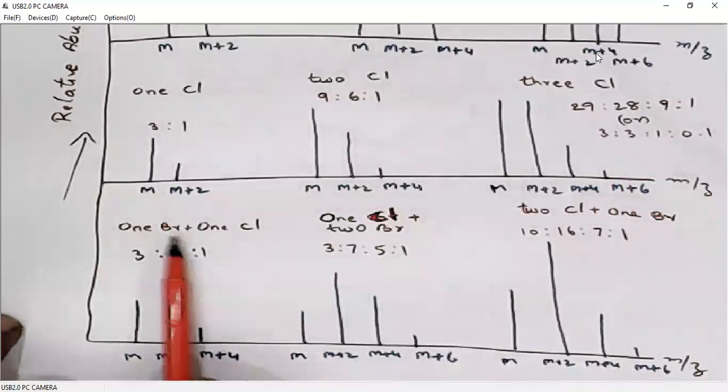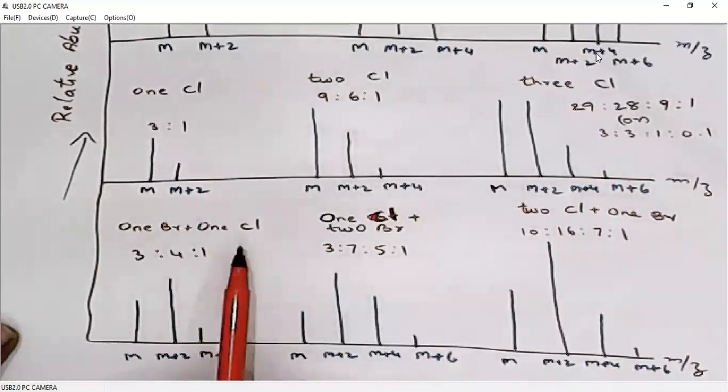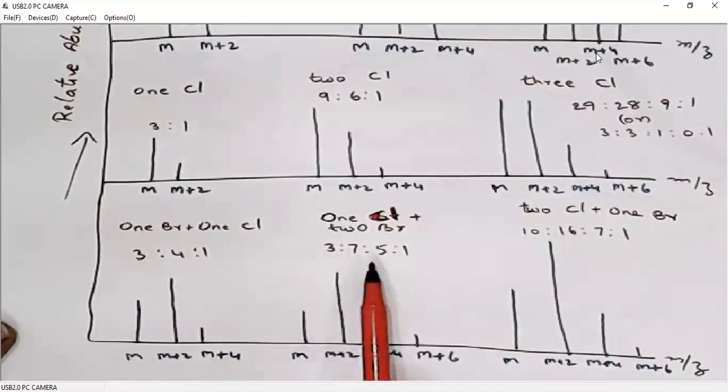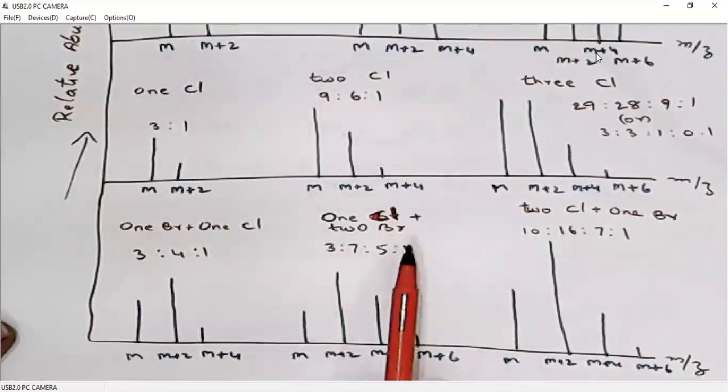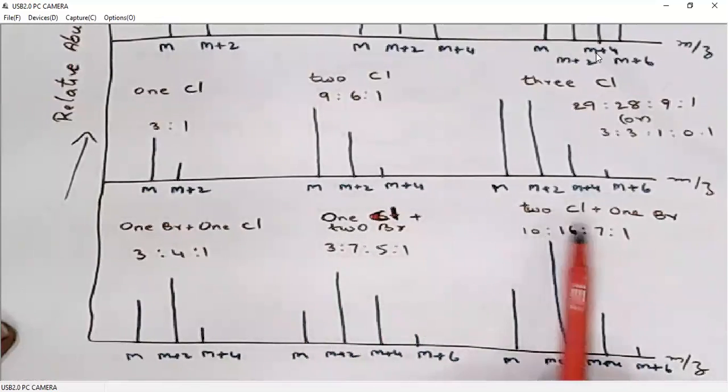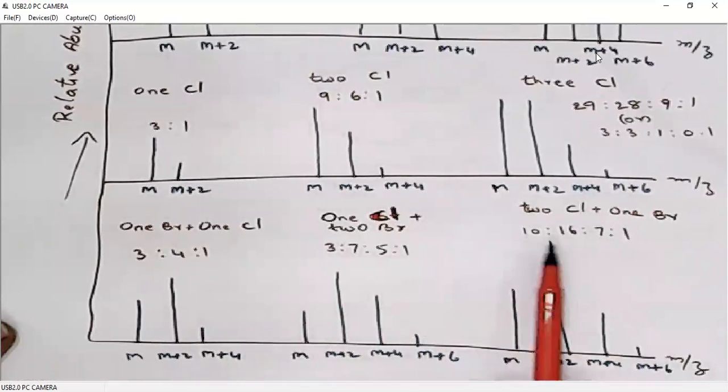If we have one bromine and one chlorine, then we will get three peaks with an intensity ratio of 3:4:1. One bromine and one chlorine, 3:4:1. If we have one chlorine and two bromines, we will get four peaks, M, M plus 2, M plus 4, M plus 6. So the intensity ratios are 3:7:5:1. There is no other option. You need to learn this by heart. If you have one chlorine and two bromines, the four peaks are 3:7:5:1. If you have 2 chlorines and 1 bromine, the 4 peaks will appear in 10:16:7:1.